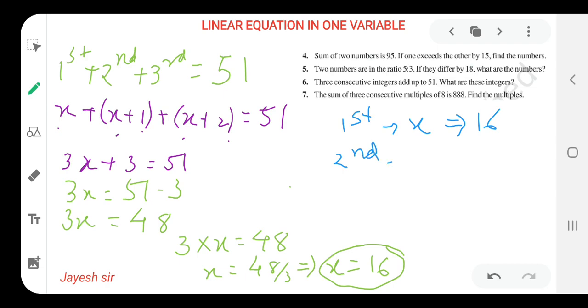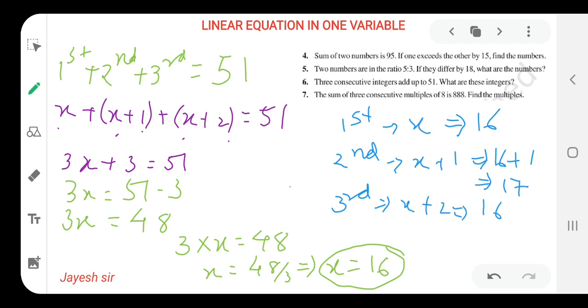Second number was, what was second number? X plus 1, that means 16 plus 1, so our answer for the second number is 17. Similarly for the third number, the value was x plus 2, that means 16 plus 2. So the value for the third number is 18.